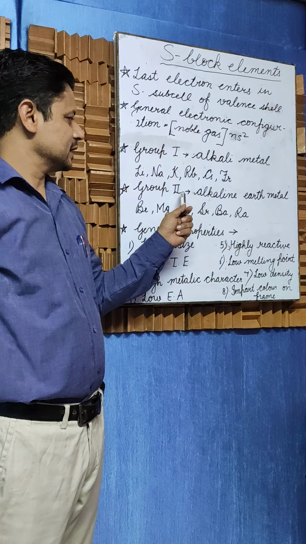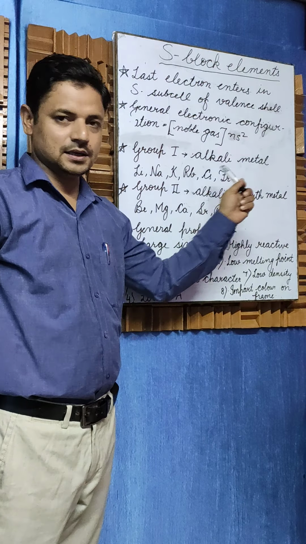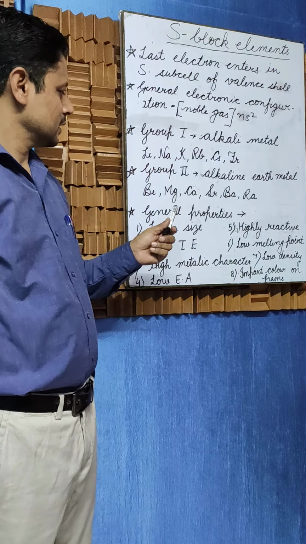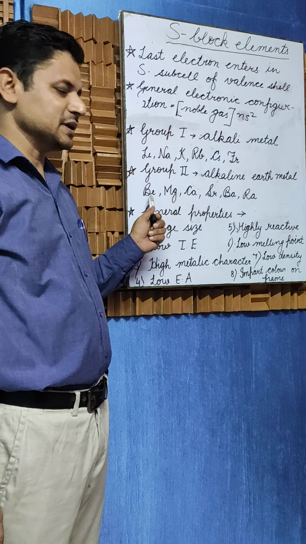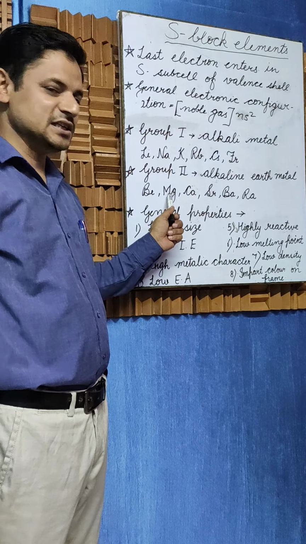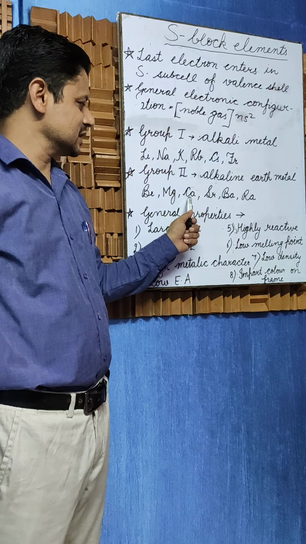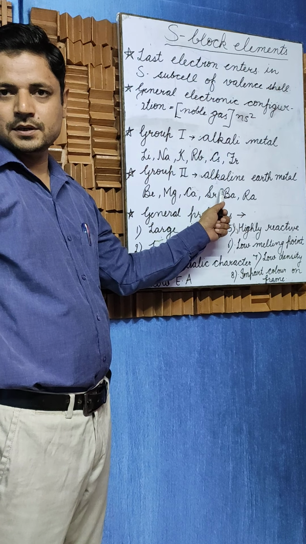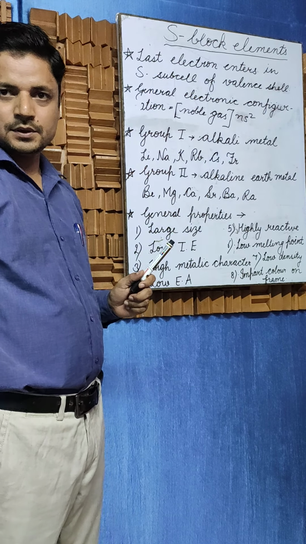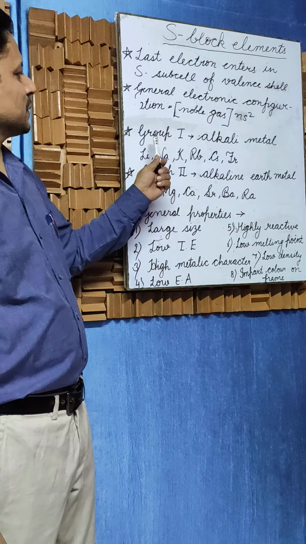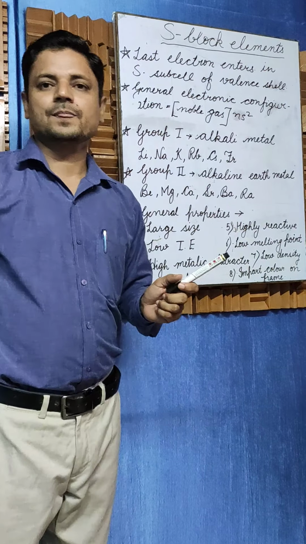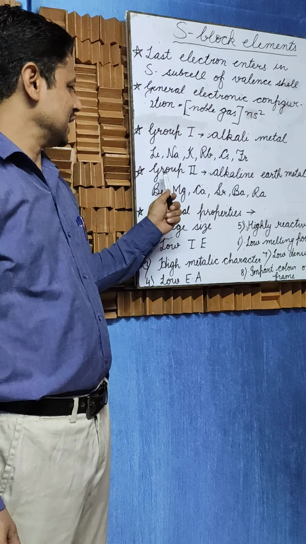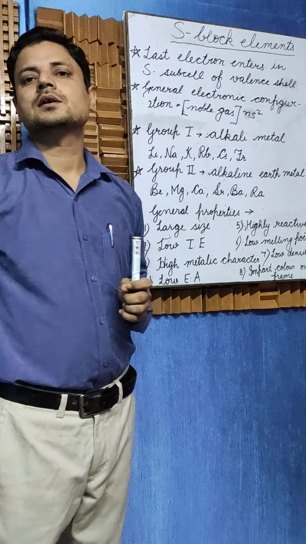The second group contains alkaline earth metals. Alkaline earth metals are named beryllium, magnesium, calcium, strontium, barium, and radium. Let me explain the meaning of alkali. Alkali means highly basic in nature, while alkaline is less basic.